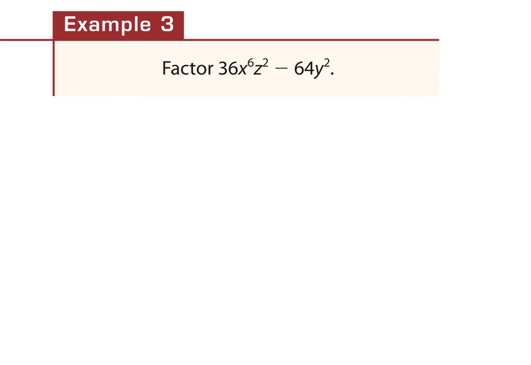Don't let the variables throw you. As long as your variable has an even exponent, listen, even exponent, then it is a perfect square. To figure out what the perfect square it is, you just divide by 2, all right?